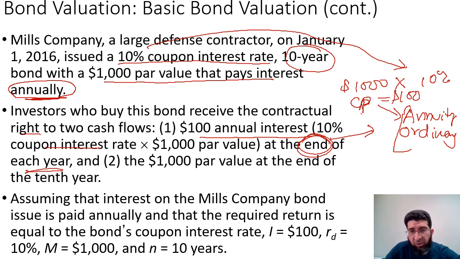The second cash flow is the $1,000 par value at the end of the 10th year. So you will also receive another cash flow, the final cash flow, the original investment of $1,000 returned to you at the end of the 10th year.